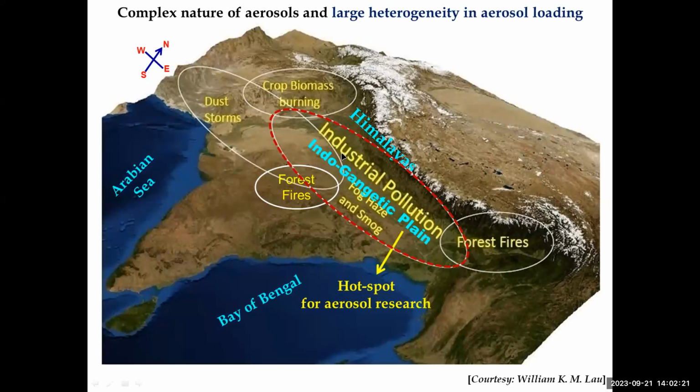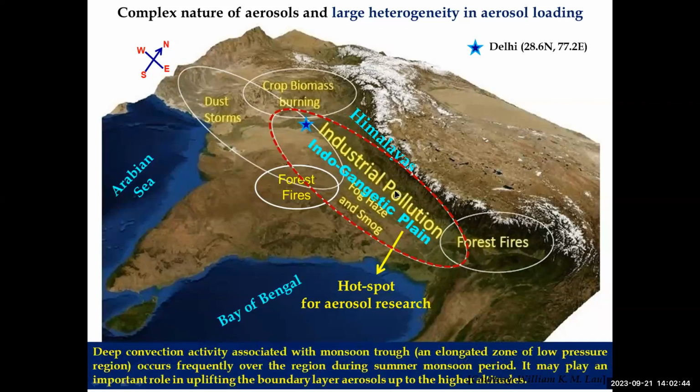It also has a unique topography, surrounded by the Himalayas to the north, the Arabian Sea to the west, and the Bay of Bengal to the east, which makes the region a hotspot for aerosol research. Delhi is situated somewhere here, which is influenced by crop biomass burning and dust storm activities in different seasons, apart from various local pollution.